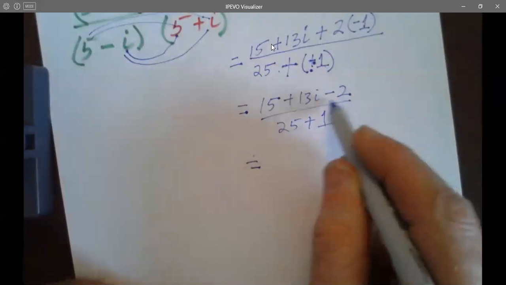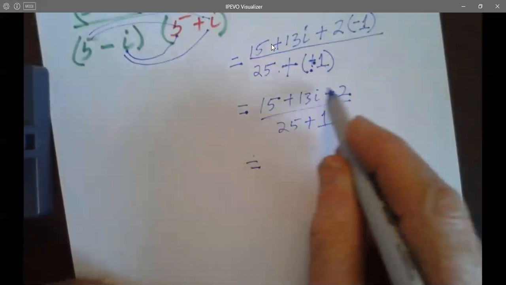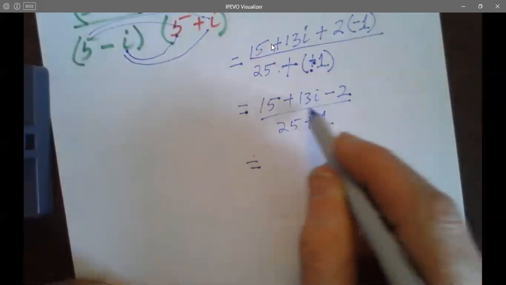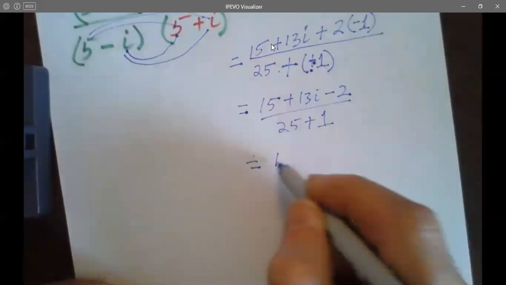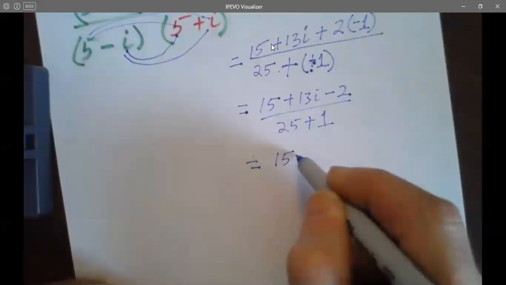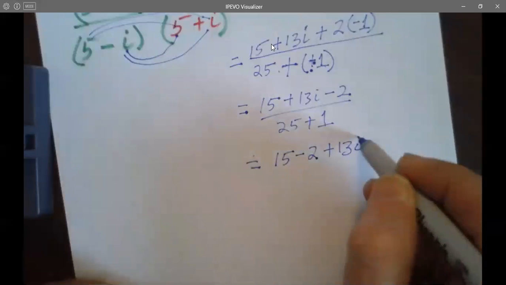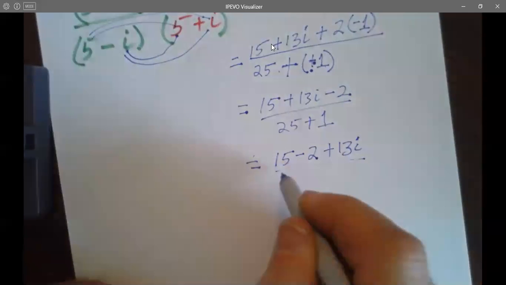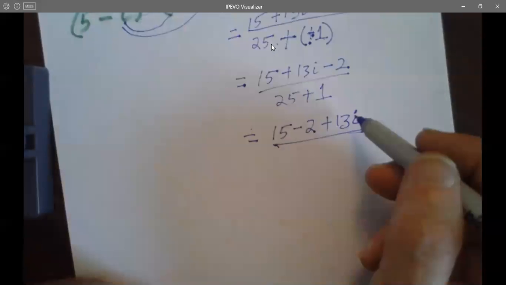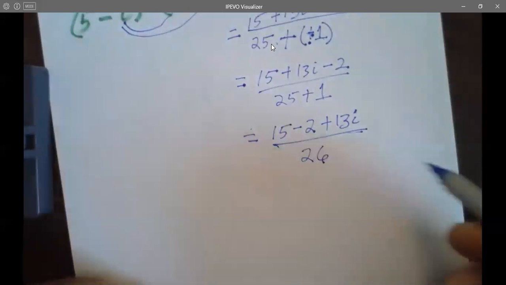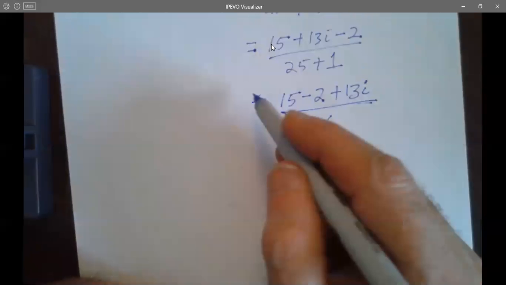So we change places with the -2 and the 13i, right? Because we've got to get the real numbers together. So that'll be 15 minus 2 plus 13i. Again, we didn't add or subtract, all we've done is just change places. 25 plus 1, we can go ahead and make that a 26.